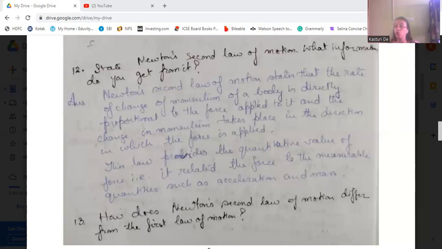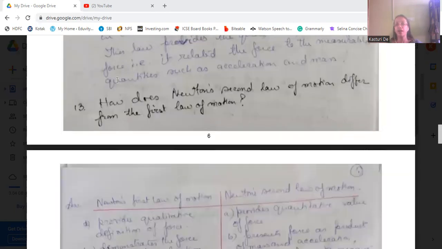If we know the acceleration and the mass, then we can calculate the force. And to know the acceleration, we need to know the velocity. And if we know the acceleration, the mass, and the time in which this change takes place, then we can know the rate of change of momentum. It depends on acceleration and mass.